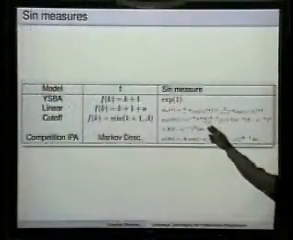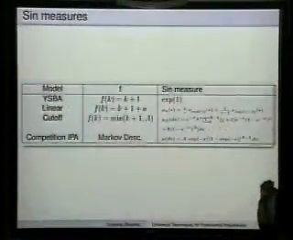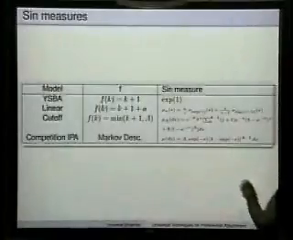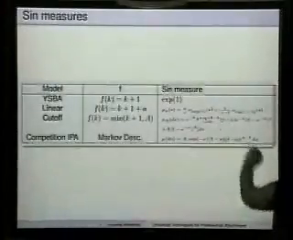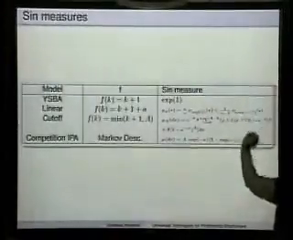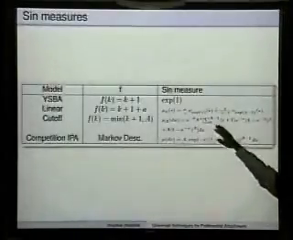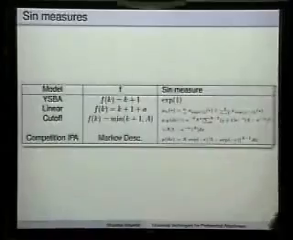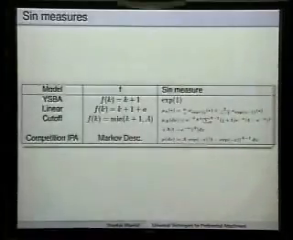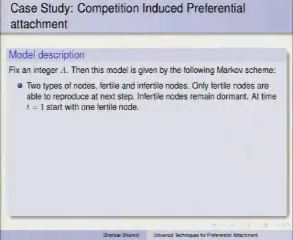So you can explicitly compute for various models. For example, for the Barabasi-Albert model, it's just the exponential random variable with rate 1. For the linear preferential attachment model, it's a mixture of exponentials with different rates, exponential gamma minus 1, exponential gamma. For the competition-induced preferential attachment and for the cutoff models, you can also compute. There are some formulas, but the point is you can actually compute all the quantities that you require.